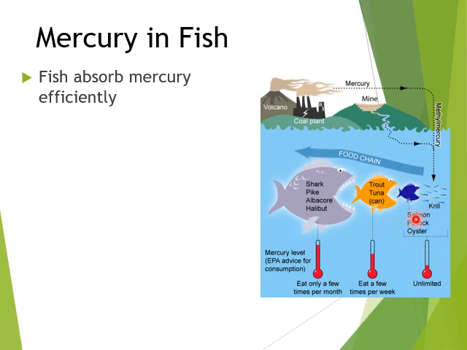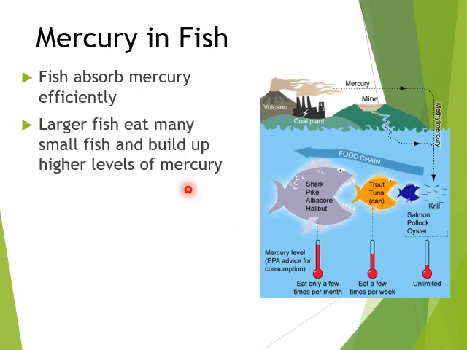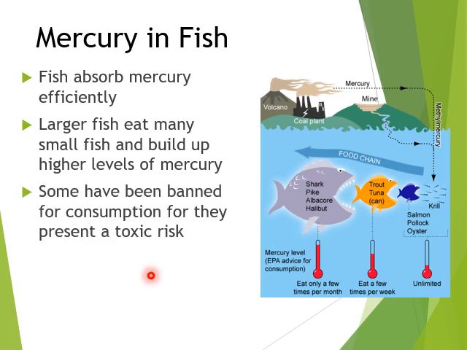Salmon, these kinds of things that are lower down on the food chain, are a lot better to eat than things that are higher up on the food chain, because those tend to absorb a lot more mercury. Okay, so larger fish eat many small fish and build up higher levels of mercury. And some fish have been banned for consumption because they present a toxic risk. So sometimes you'll see signs that say sport fishing only, which just means fishing for fun. You know, get it, measure it, win a prize, whatever it is, and throw it back.